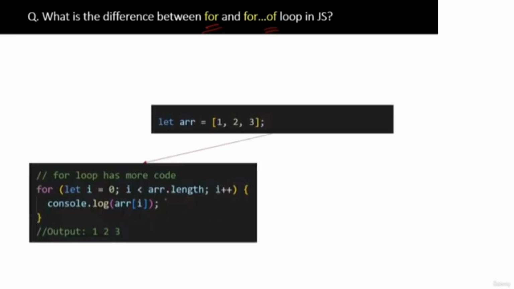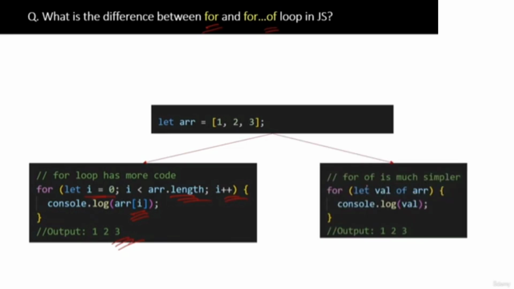For loop, we already know. If this is the array, then we can use a for loop like this to log all the elements of this array. Here we are initializing, then condition, and then incrementing also. Whereas if you see the code for this for of loop, this is a bit simpler and shorter, right? Initialization and incrementing the variable is not required here.